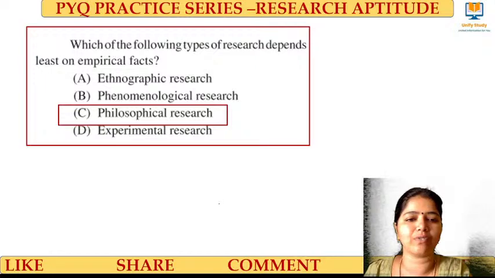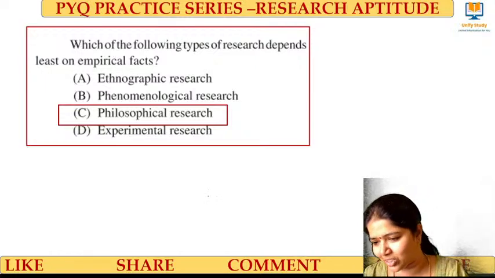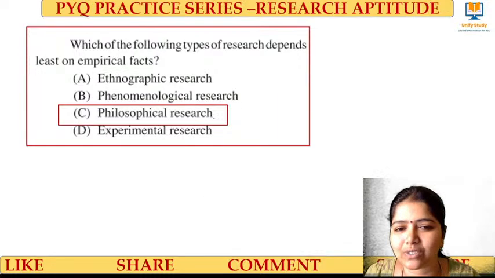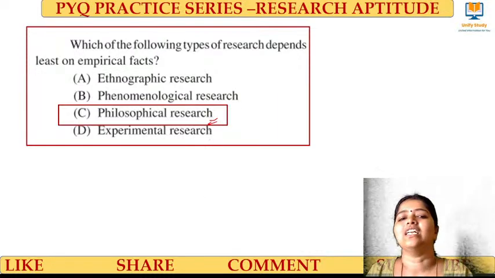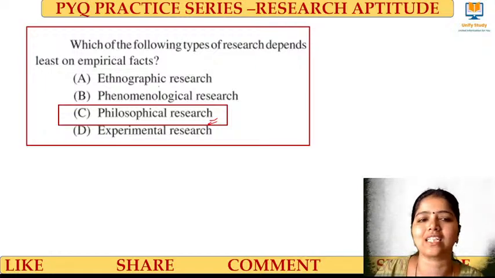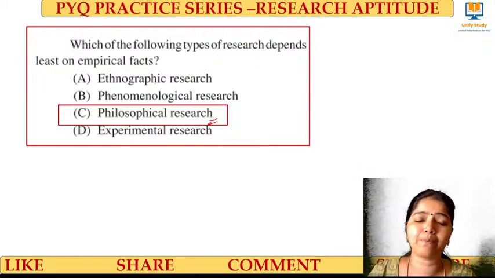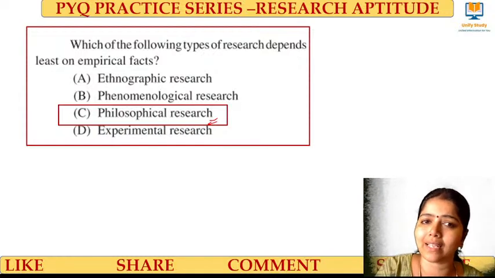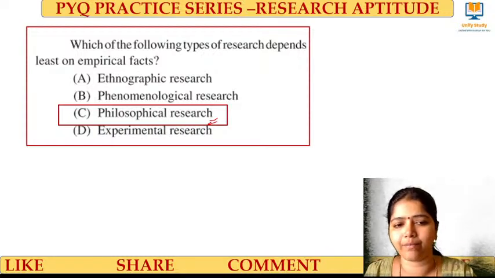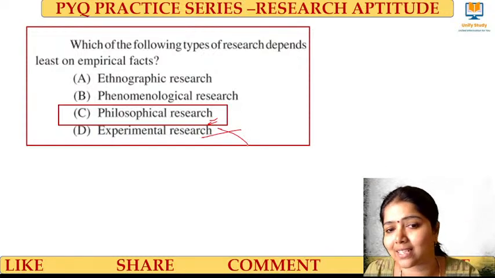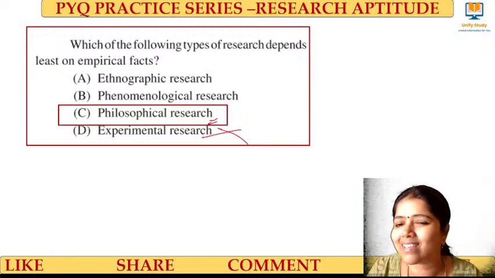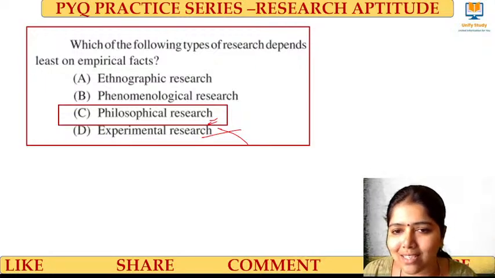The right answer for this question is philosophical research. Super Ashwini ma'am. So see, philosophical research is a type which relies least on empirical facts. Empirical facts means it's based on experiences, right? Empirical relies on the practical experience rather than theories. Definitely experiment will get cancelled out because it is not with experience, that is it relies on theories. So that will cancel out.